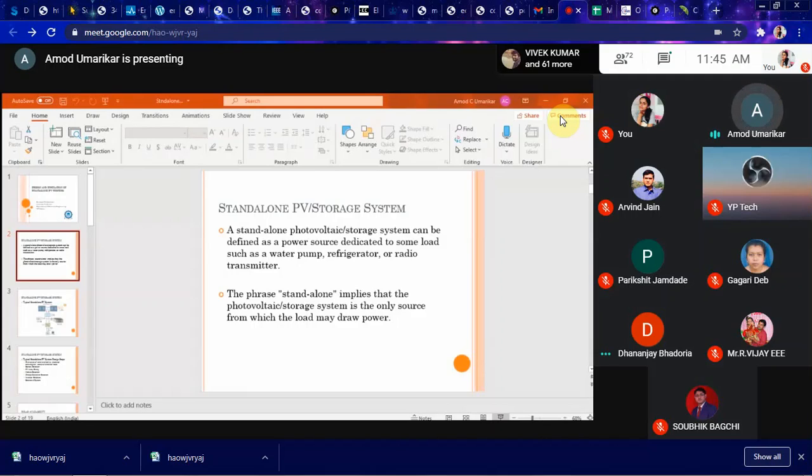So this is a typical standalone photovoltaic system. So how is the power flow? Power flow will be generally from, let's say this is the main source of power. If this is the main source of power, this is PPV.